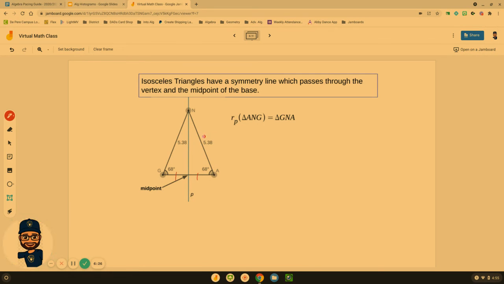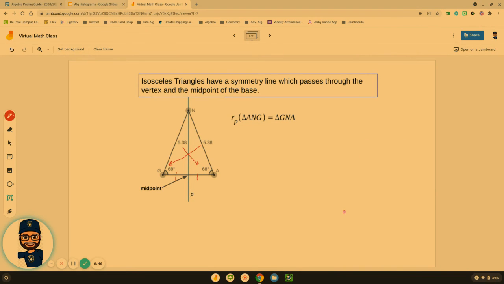Notice, right, this side is 5.38, and this left side, GN, is 5.38. That's what makes it isosceles, but we can also tell that because the angles opposite those two congruent sides, those two angles are also congruent, 68 and 68.